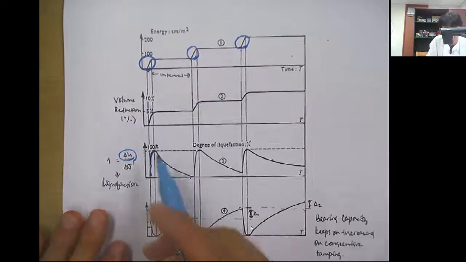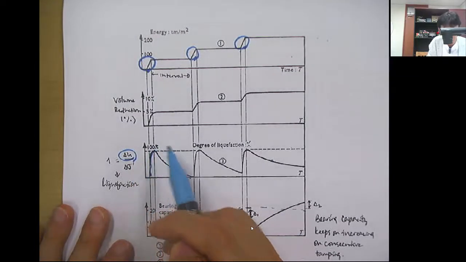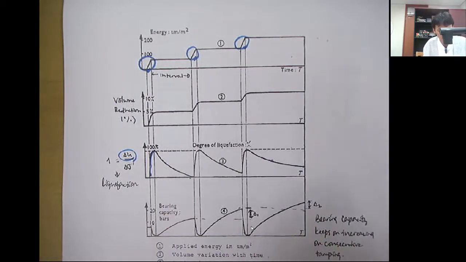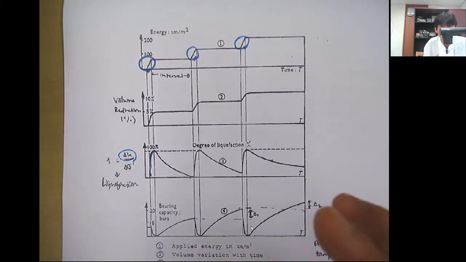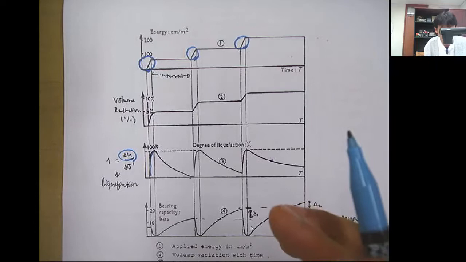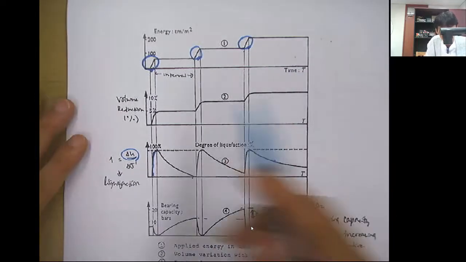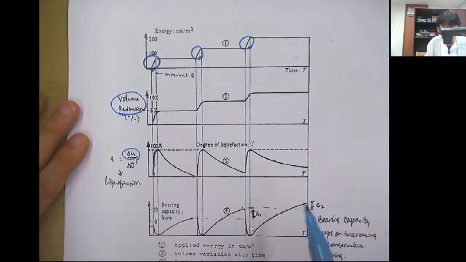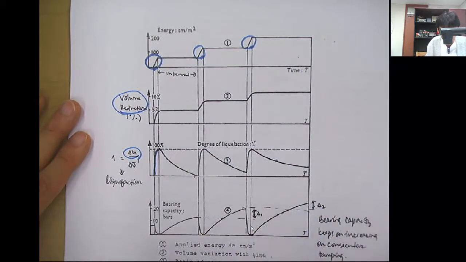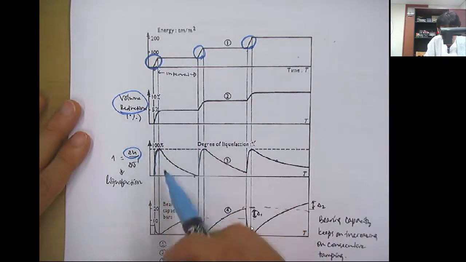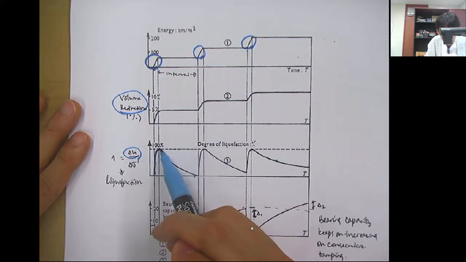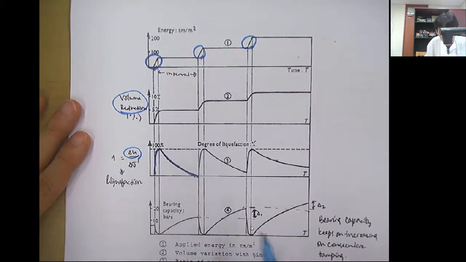So the pore pressure increase to 100% means that the pore pressure becomes the same as the effective stress. So it became liquefied. The soil is liquefied, and then this liquefied soil just settles down as the water drains out. Then the volume decreases like this. And as the volume decreases, as the pore pressure dissipates, the bearing capacity increases.